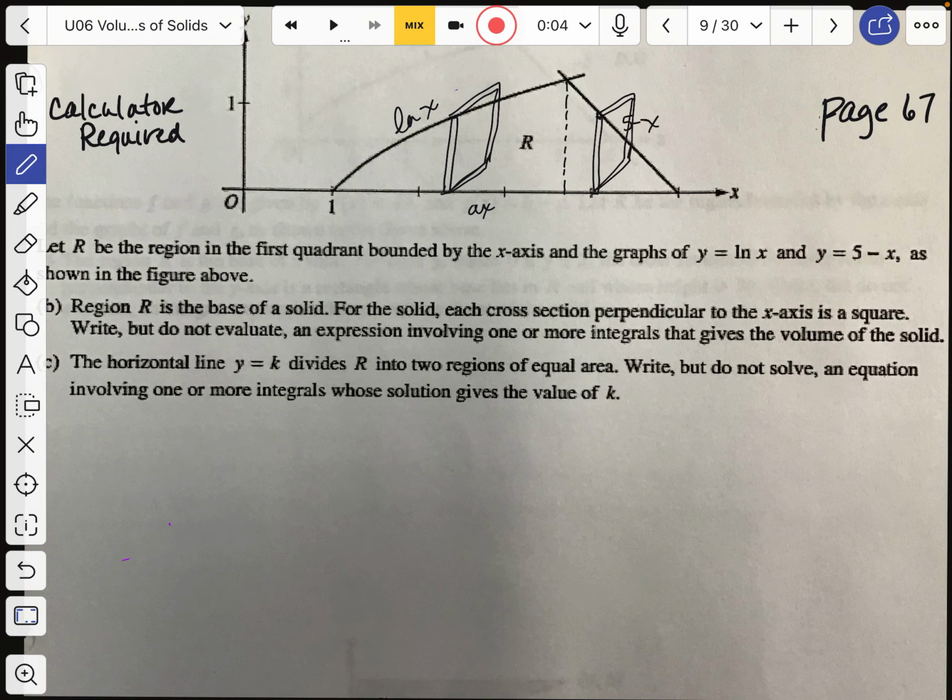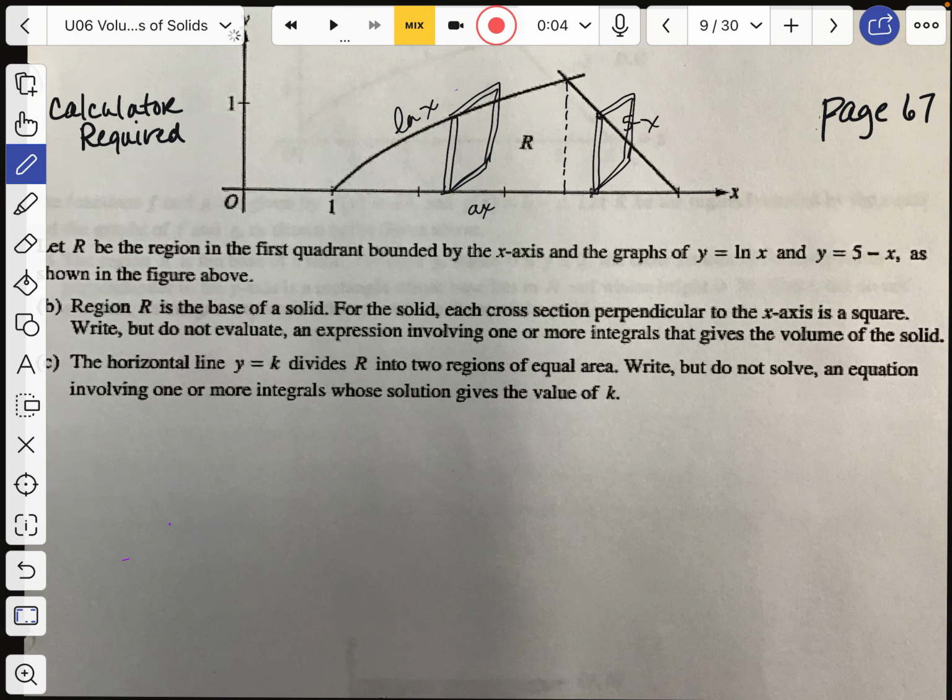Write but do not evaluate an expression involving one or more integrals that gives the volume of the solid. Okay, so the other thing that we need to know is what the boundaries of each of the intervals are. We know that this first interval starts at 1 and goes to some value where these guys intersect. And then the second interval is going to start here and go to, it looks like, 5. 1, 2, 3, 4, 5.